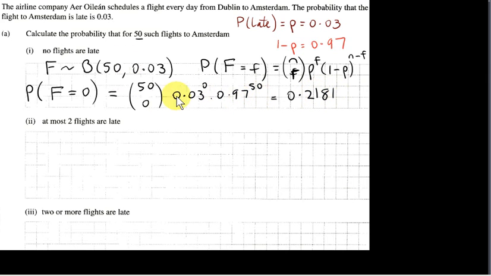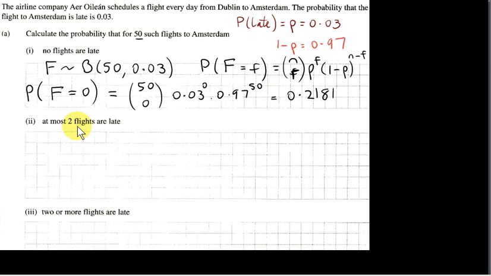So even if we know nothing about the binomial distribution, we could just calculate this quantity. We are dealing with 50 independent events, where each event has probability 0.97 of occurring. Since they're independent, we multiply 0.97 by itself 50 times.